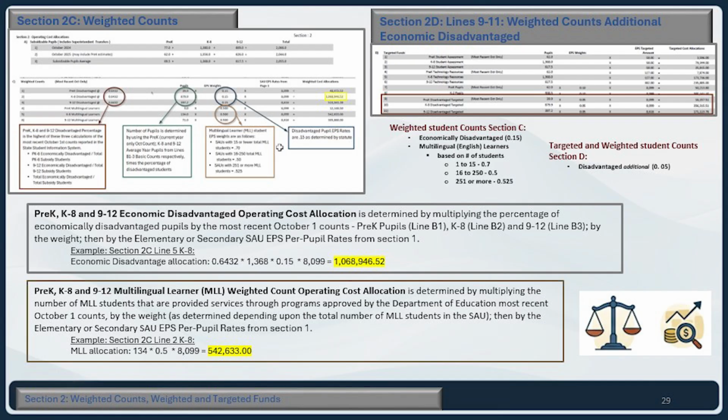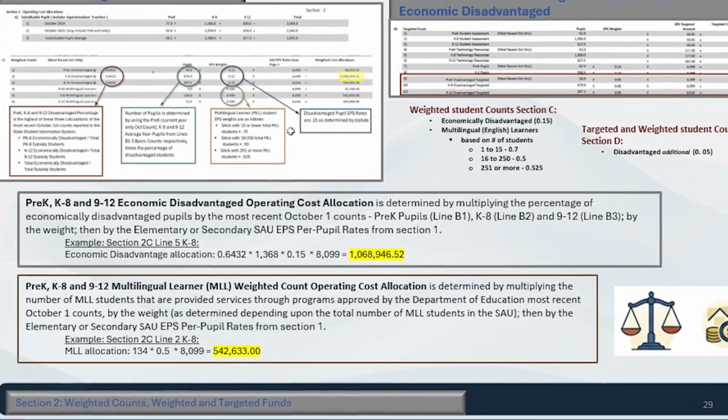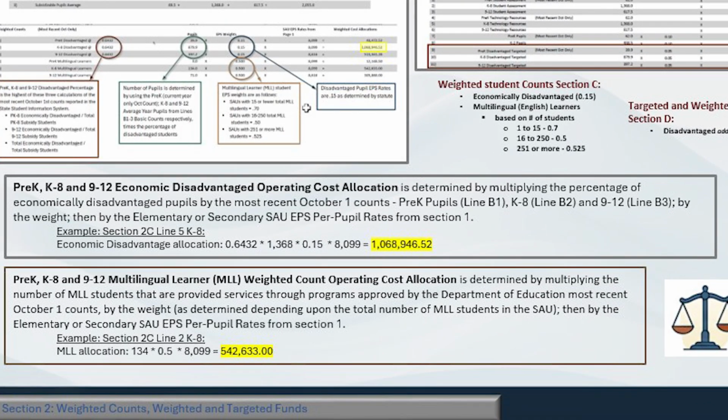So to determine this economic disadvantage percentage, we simply look at the counts of economic disadvantage that you provide in your student data. We look at the total subsidy counts that you provide in your data, and we divide the economic disadvantaged by the total subsidy counts, and we do that for 3 groupings. We look at it from the elementary, secondary, and total. We do those 3 calculations, and we take the highest one of those, and the highest percentage is what is used for all of your economic disadvantaged students in section 2.